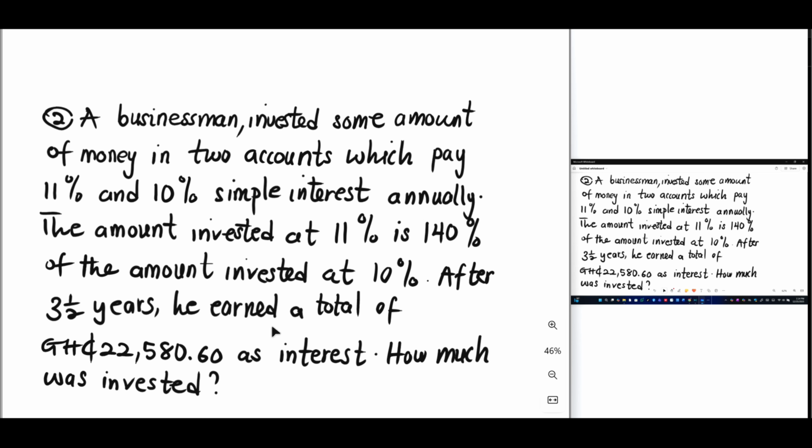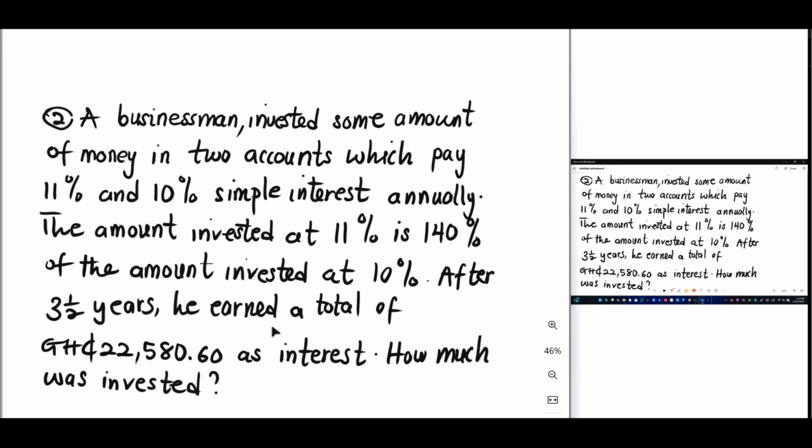We are still finding solutions to 2025 WASSCE questions. That is Commerce, all right? And we have one of the interesting questions here. This is one of the compulsory questions, that is Paper 2, Section A, and this is the second question. So let us find a solution to this problem.